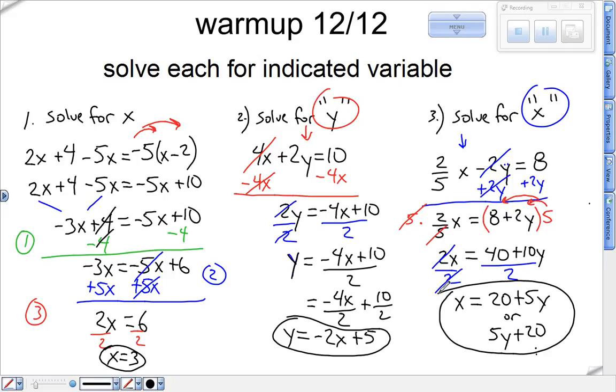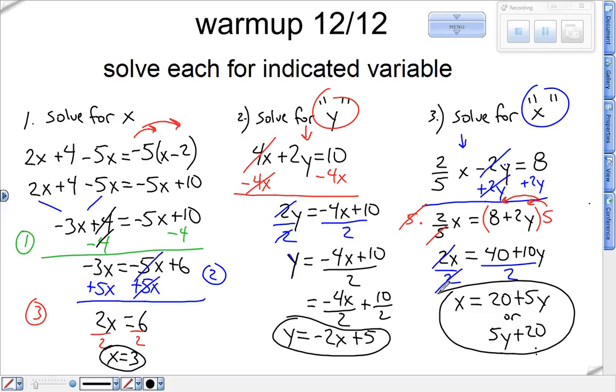And then that last one, first step, I made sure I was solving for x. Got rid of that 2y term by adding it. I could not combine 8 and 2y. I could have written 2y first, but since this one isn't really slope-intercept form, which is y by itself, it didn't really matter which order I put it.